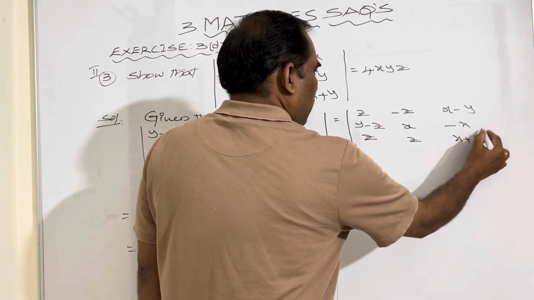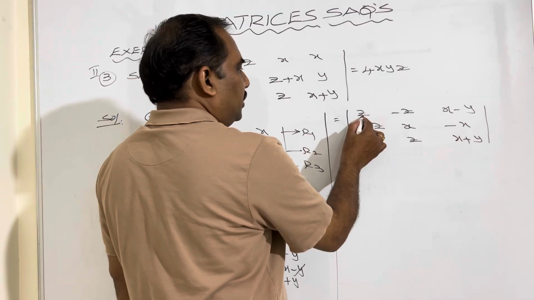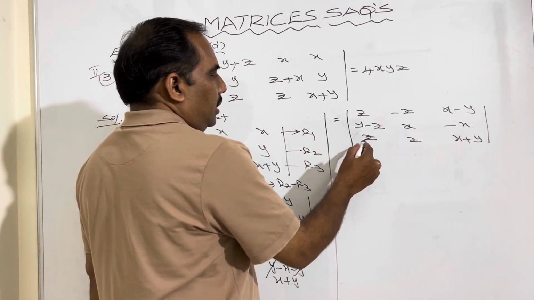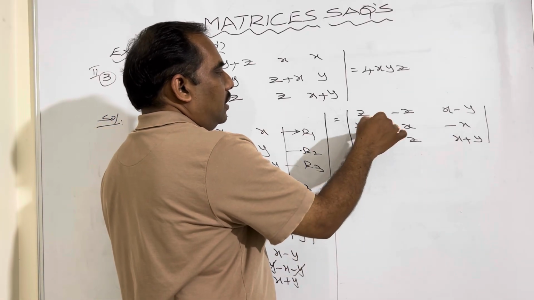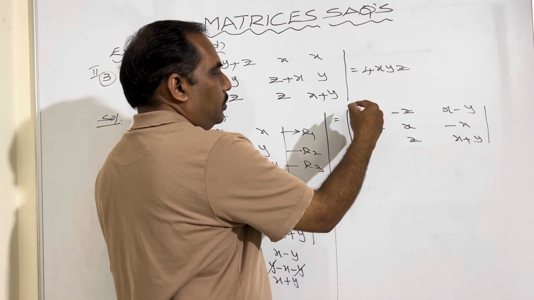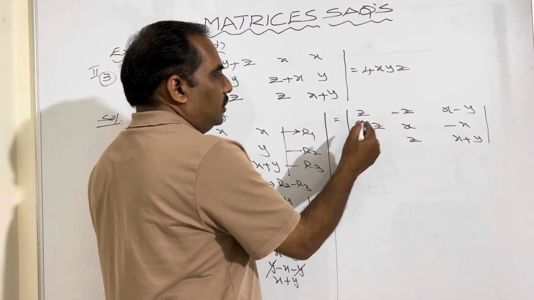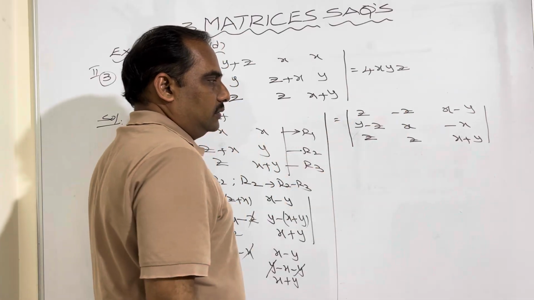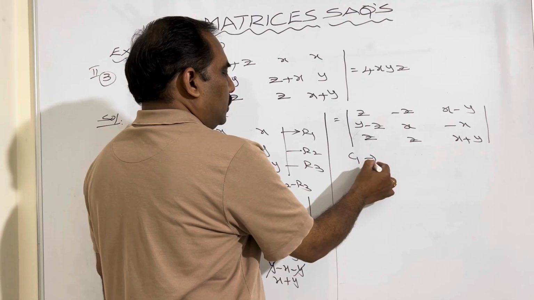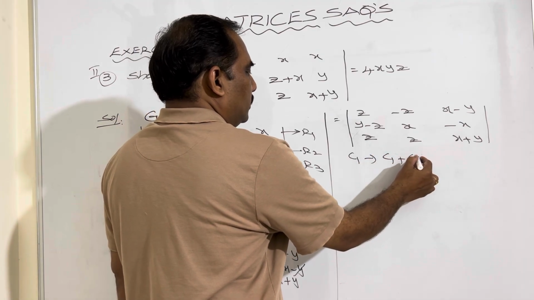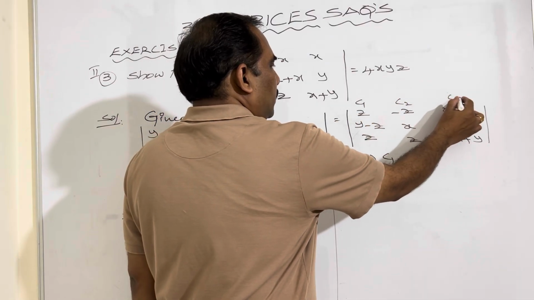See, to reduce the elements, again what I am doing is: here z is there, here minus z is there, and here z and plus z is there. To make one of the elements of either R1 or R3 zero, since plus z is there and minus z is there, that's why I am operating C1 goes to C1 plus C2. So C1 is this, C2 is this, C3 is this.